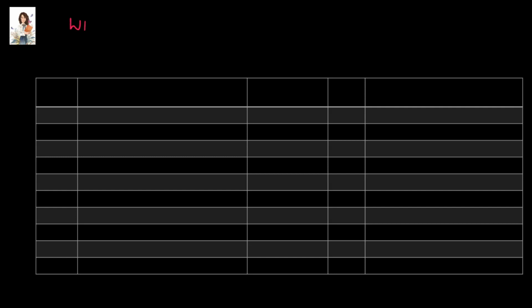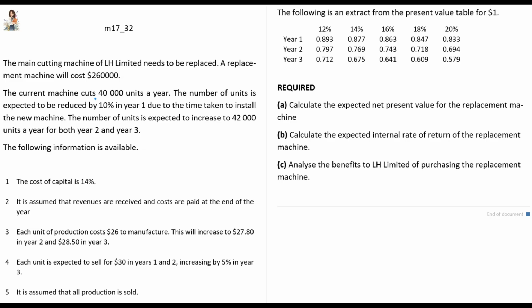So this is working note 1, net cash flows. The first column is year. The second column will be number of units. The third column will be selling price per unit. The fourth one is cost per unit. And the last column is net cash flows. The current machine cuts 40,000 units a year, but this will reduce by 10% in year 1. So let us enter this information in our working note 1.